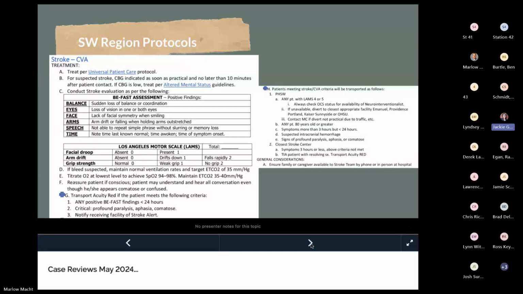Any patient with a LAMS of 4 or 5 should come to Peace Health. And if they're not available, going to a neurointerventional facility. Any patient over the age of 80, with symptoms that have been more than 3 hours, so outside potential thrombolytics, but less than 24 hours, or if you think there's a bleed, can go to the closest stroke facility. If their symptoms are less than 3 hours, they can get TNK there, or if they're suspected to be a TIA.